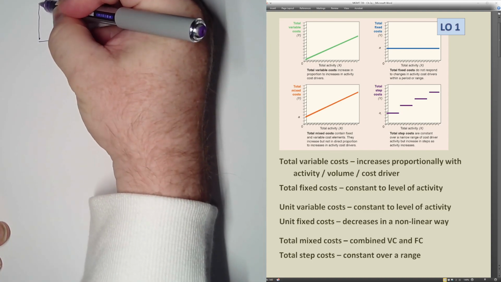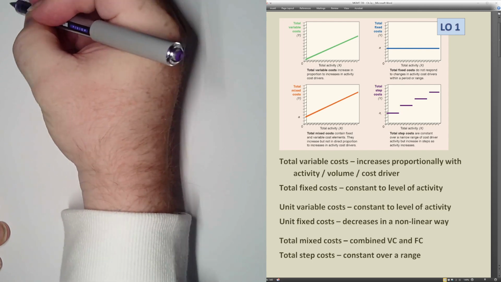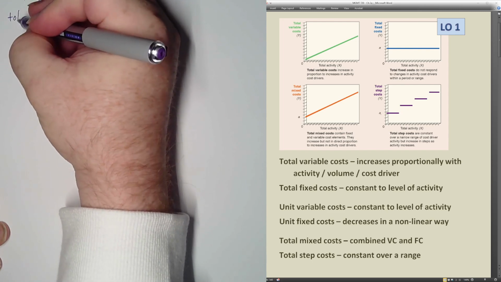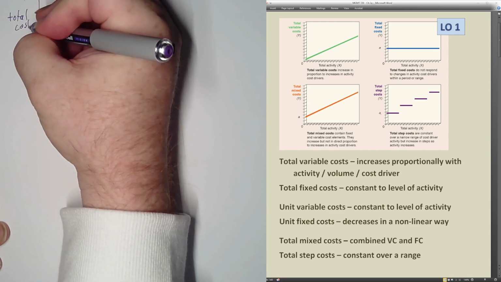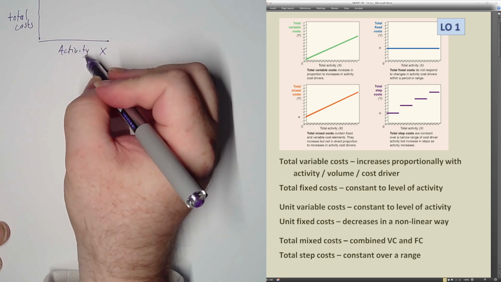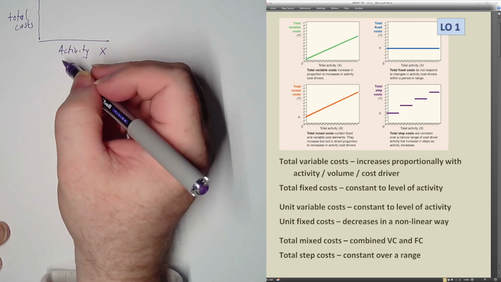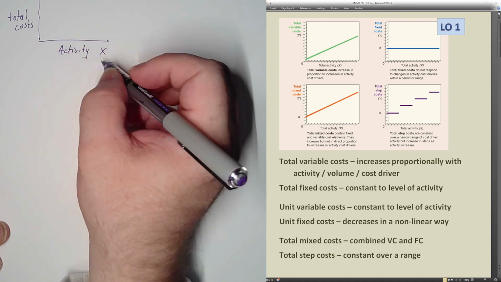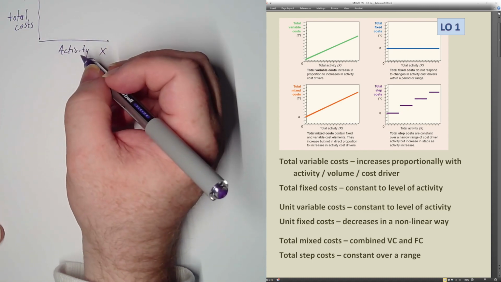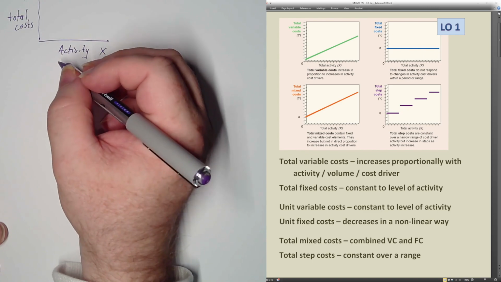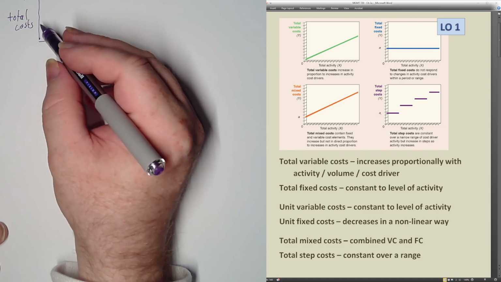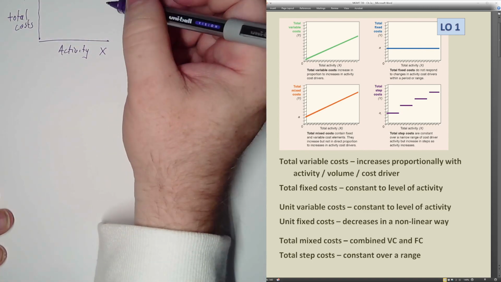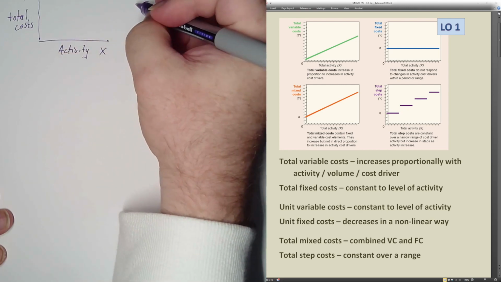And then the y-axis is going to be, in this case initially, total costs. In other words, as we drive more miles, what are the total costs? As we have more machine hours, what is the total cost, et cetera. We're trying to come up with some sort of relationship between the amount of activity and the total cost involved. So the first one we're going to look at is variable costs.